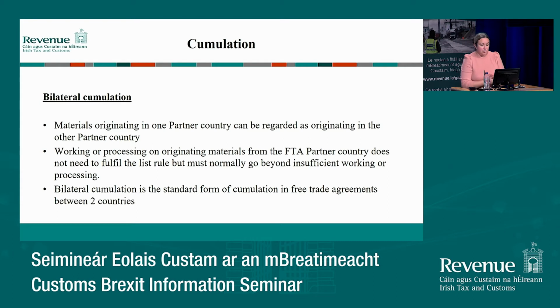I'm going to quickly go through a term I mentioned earlier, accumulation, and I mentioned that each free trade agreement includes the concept of accumulation, but the specific type that applies will differ per FTA. So the accumulation allows materials originating in one partner country to be considered as originating in the other partner country, obviously subject to specific requirements. And bilateral accumulation is the standard form of accumulation where there's only two partners to the free trade agreement. And it's on this basis that the negotiations are ongoing between the EU and the UK.